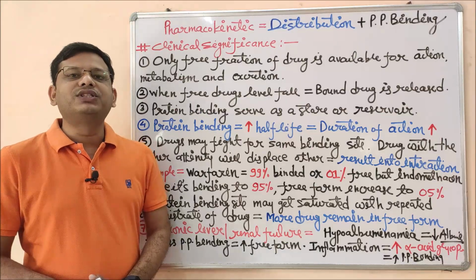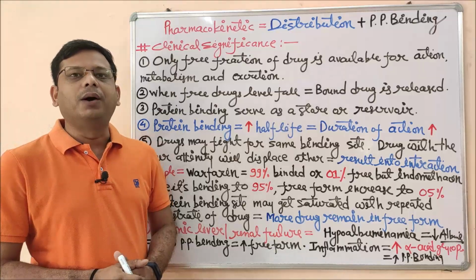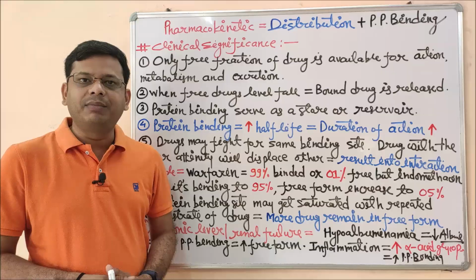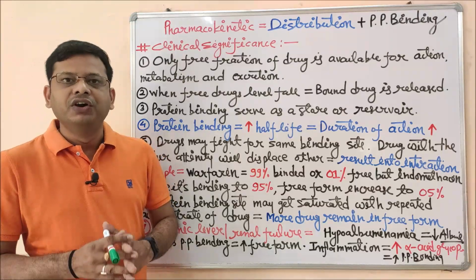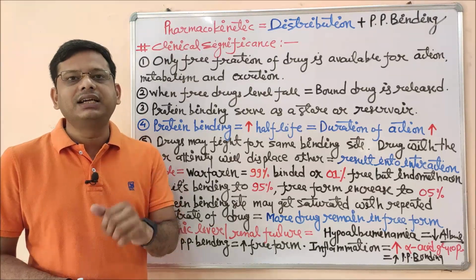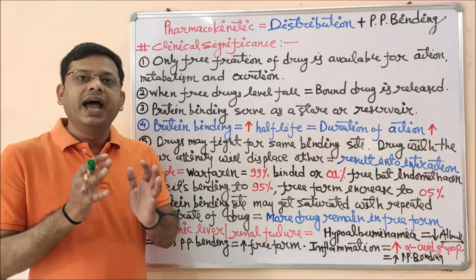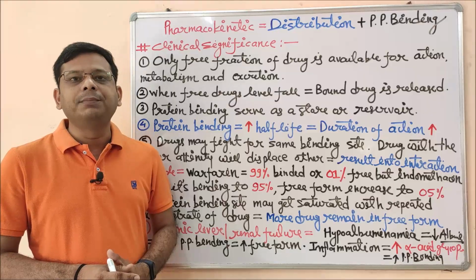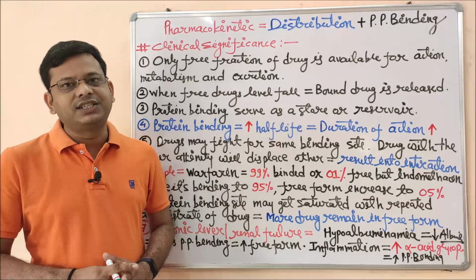So now we are going to study the clinical significance of plasma protein binding of the drug which has been prescribed by the prescriber or which has been taken by the patient. What is the significance? That means the clinical significance of plasma protein binding. As we studied in the previous part, plasma protein binding is one of the most important factors which may affect the distribution of the drug.